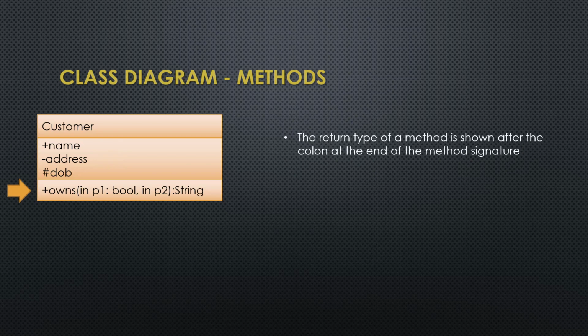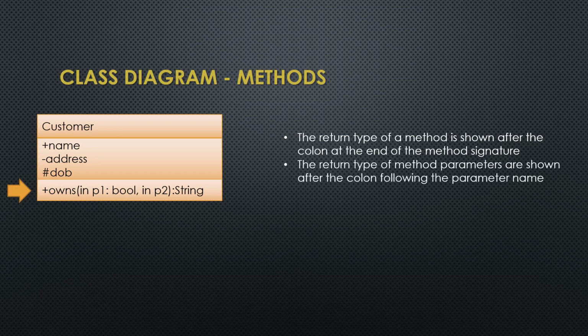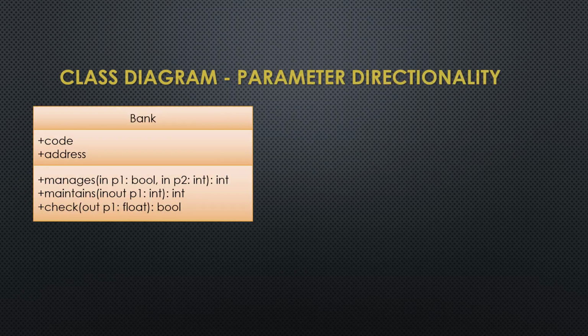Methods. The return type of a method is shown after the colon at the end of the method signature. The types of method parameters are shown after the colon following the parameter name. Operations map onto class methods in code.